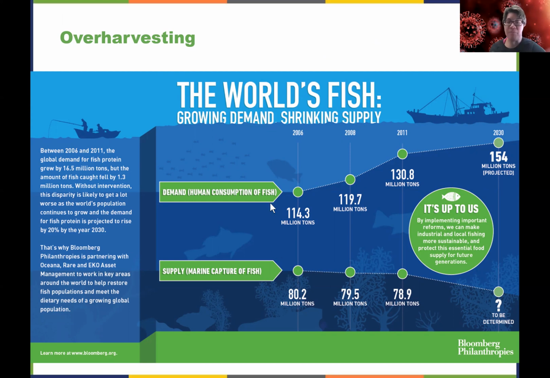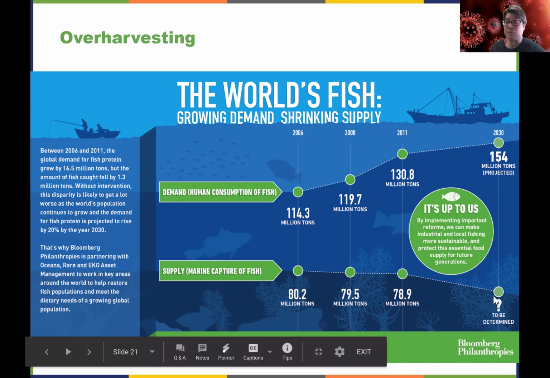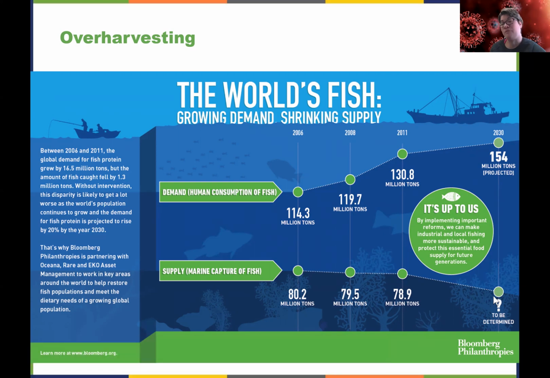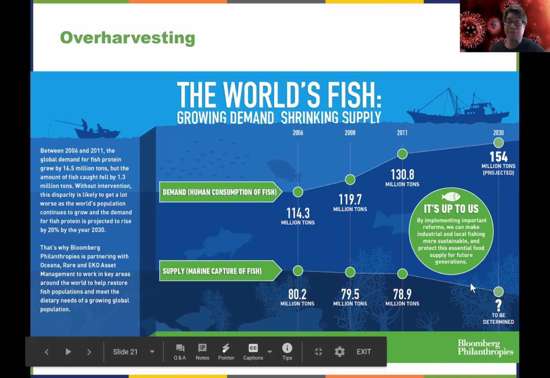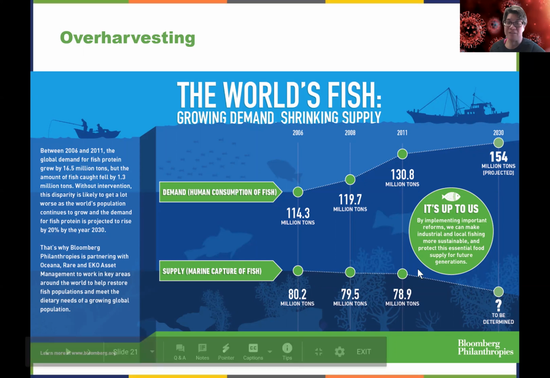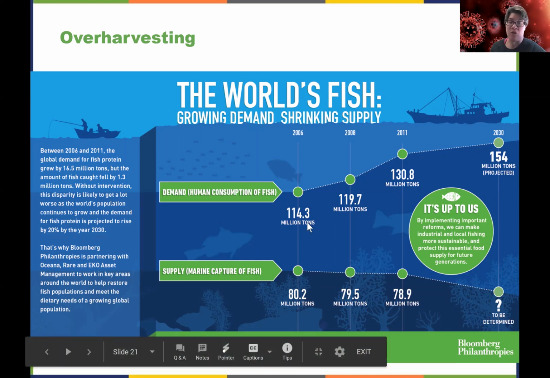So on the top of this graph, this is a pretty cool graphic. You can see the demand for fish. So right now, projected 2030, we are expecting 140 million tons of fish. And the supply is much lower, and it's expected to go down because we're over harvesting the fish. And so we need to make sure that we are reforming this industry and using sustainable practices so we don't overfish and overharvest.